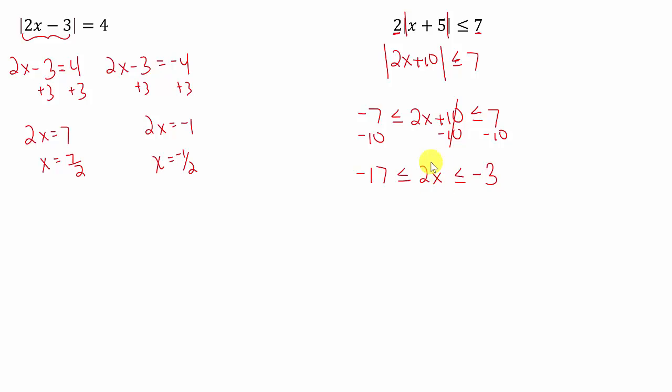And now, of course, I still want to get x by itself, so I'm going to divide by 2 on all sides. This is going to give me that x can be any value between and including, because these are equal to, negative 17 over 2 and negative 3 over 2. So any of those values work. And again, you should always pick some test values and check and make sure you're careful with your math. But that is the answer for that problem.